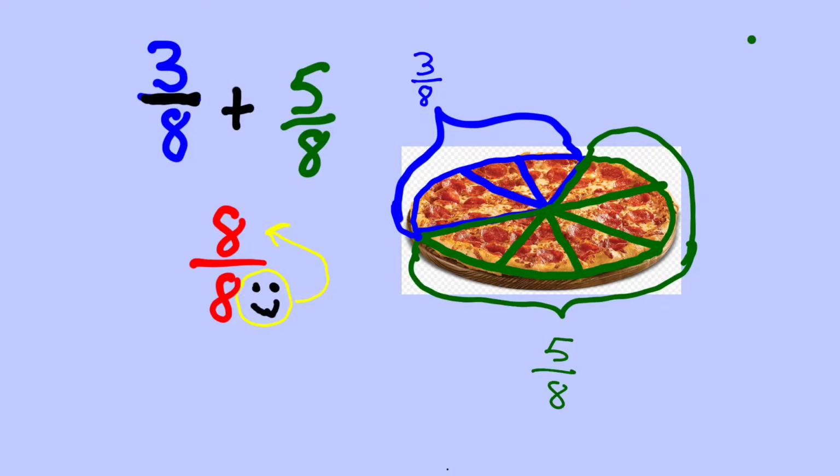8/8. Looking at this answer, we see that the numerator and denominator are the same thing. We have all 8 slices of the pizza, so we can write this as equal to 1 whole pizza.